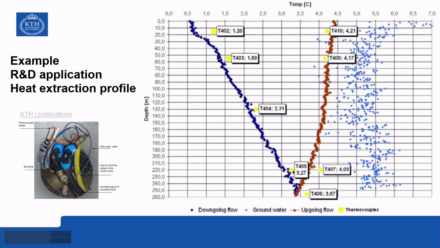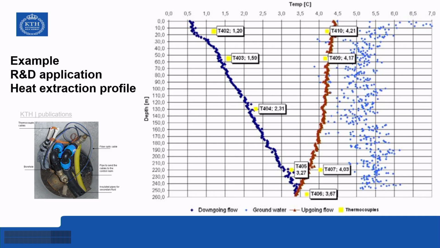For R&D, this is also a quite common measurement technique. Normally, the fiber then is installed in all parts of the borehole heat exchanger, downwards, upwards, and outside the pipes. This is an example for a heat extraction profile where you have a fiber that shows you the measurement at a specific time spot, and you see how the ground responds at different depths.